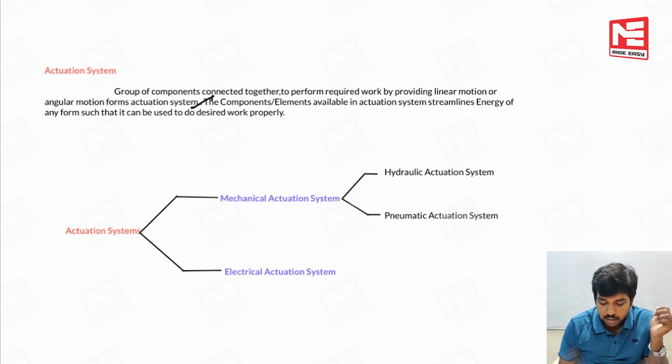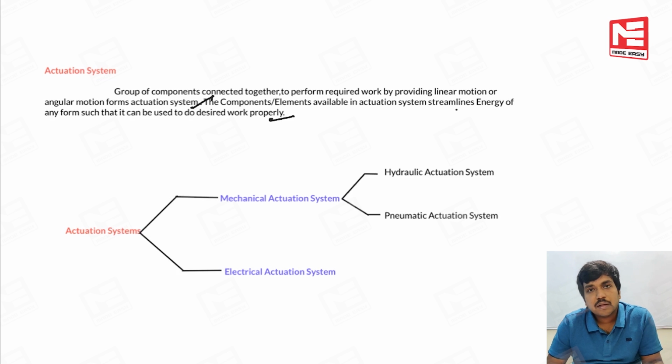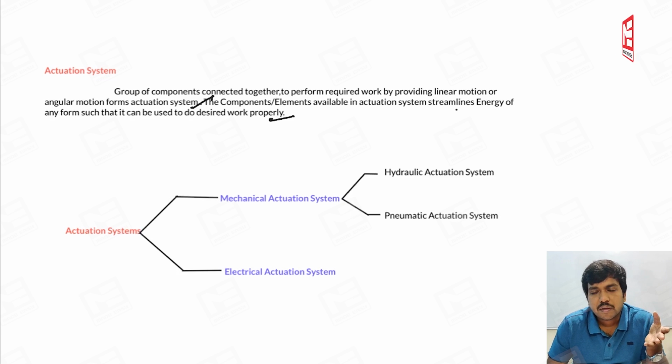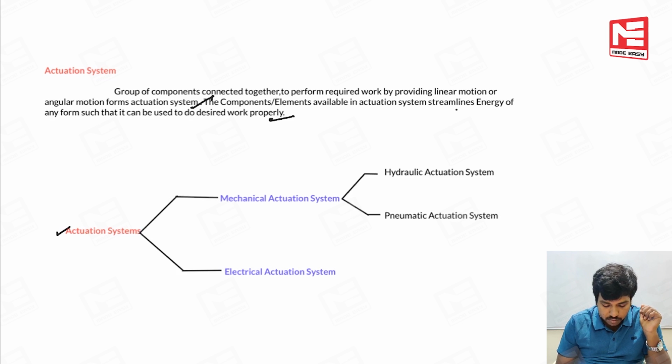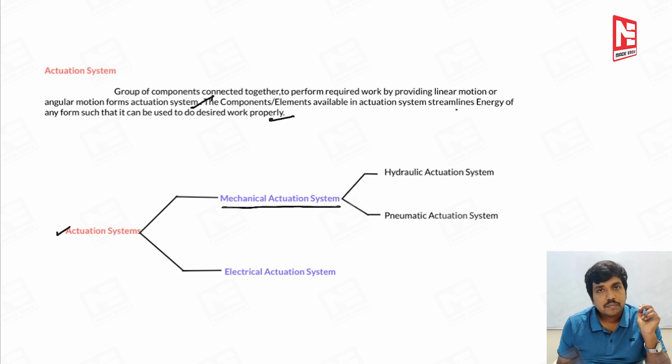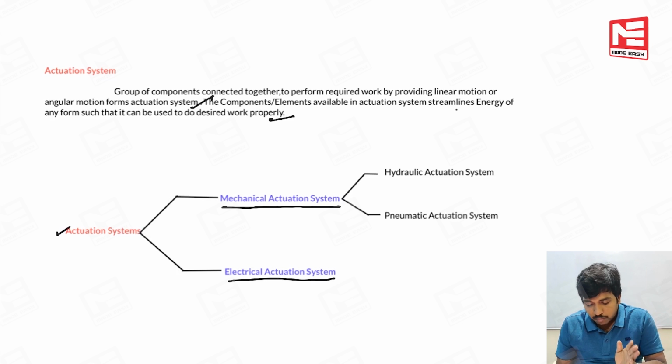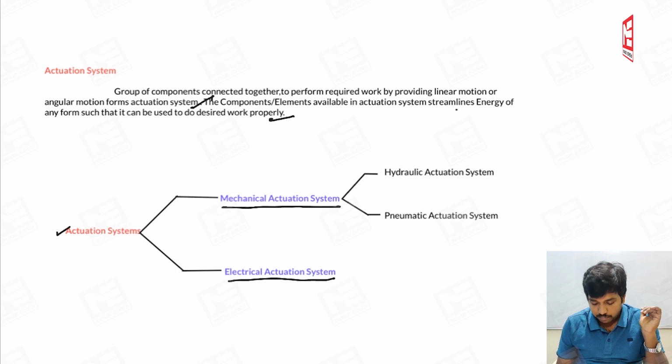Now the components and elements available in an actuation system streamline the energy of any form such that it can be used to do the desired work properly. Clear? So whatever may be the form of energy, ultimately the energy should be streamlined to do some work. Now basically actuation systems are classified into two types.